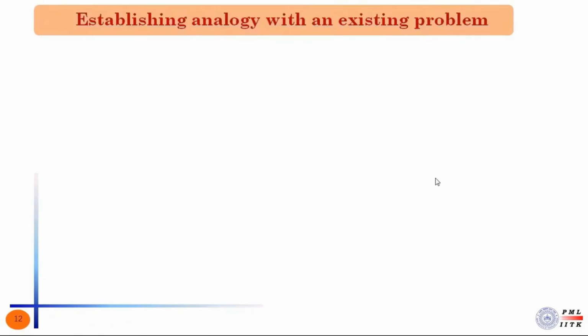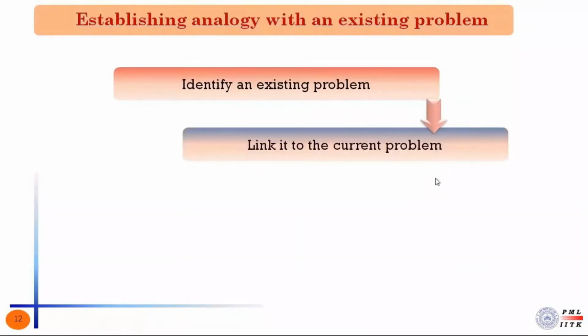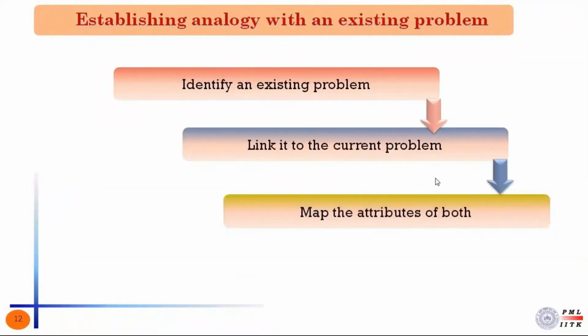So the approach that I have used is a cognitive strategy called analogy. So the first step of this strategy is to identify an existing problem, then link it to the current problem. Then after it is linked to the current problem, we have to map the attributes of both the problems. Now the question arises, in the power electronics domain, do we have a similar kind of existing problem?